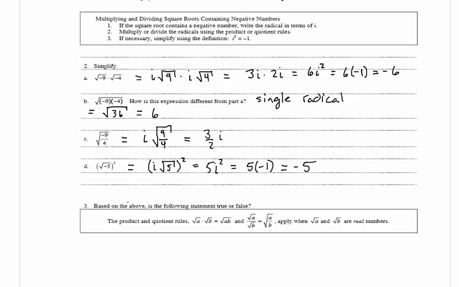And in 3, it says, based on the above, is the following statement true or false? The product and quotient rules, the square root of a times the square root of b is equal to the square root of a times b, and the square root of a divided by the square root of b is equal to the square root of a divided by b, apply when the square root of a and the square root of b are real numbers. And this is true.